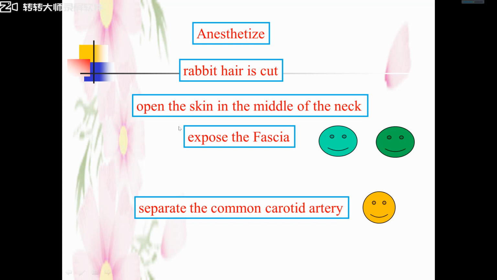So open the skin in the middle of the neck, and then you can find a layer, the fascia, exposed. After that, you can find the carotid sheath beside the trachea and separate the artery about 3 to 5 centimeters from the accompanying vagus nerve, with hemostasis. Okay, let's watch the video.